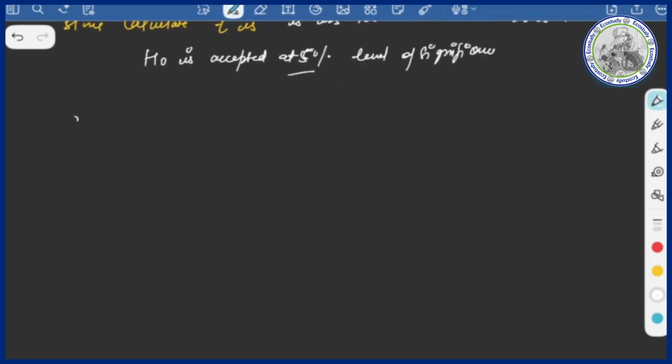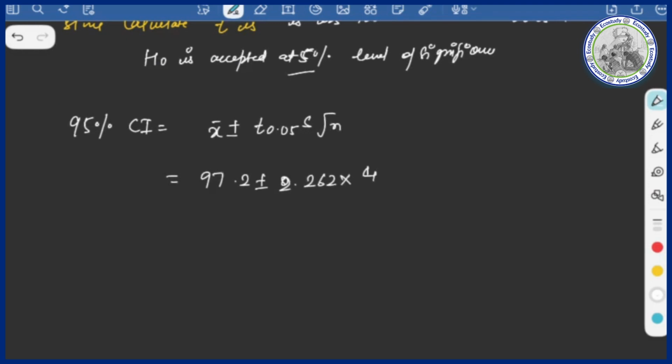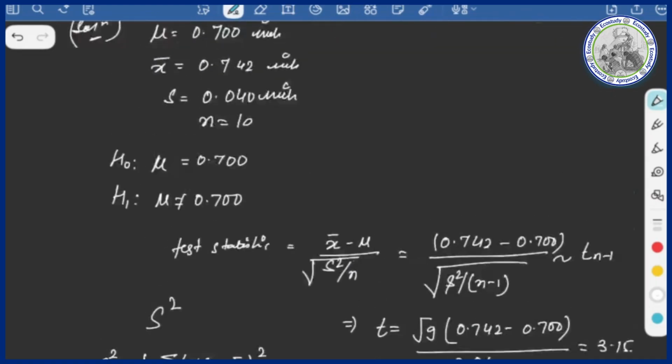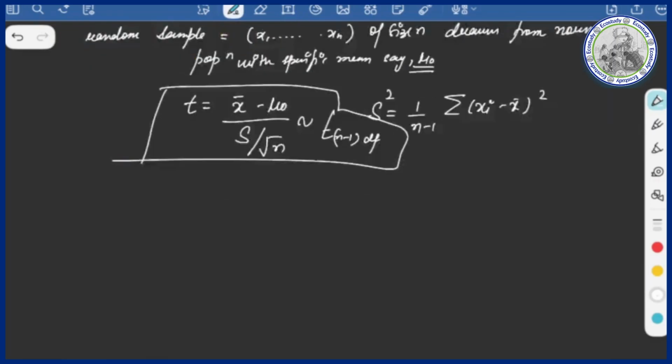So how will you calculate the 95% confidence interval? It is X bar plus minus T 0.05 into S upon root n. I have already told you about the confidence interval, so you can watch that lecture. Here it is 97.2 plus minus 10.21, that is 107.41 and 86.99. This is the T test for a single mean.